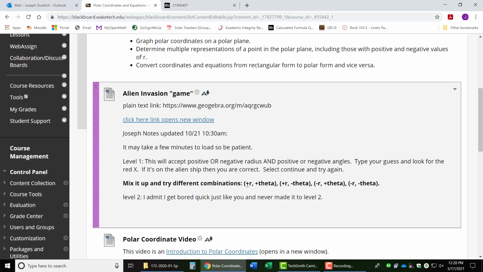So every point has 4 basic variations, which you can then expand with all the coterminal stuff. But normally we try to stick with 0 to 2 pi, or negative 2 pi to 0 for negative angles.